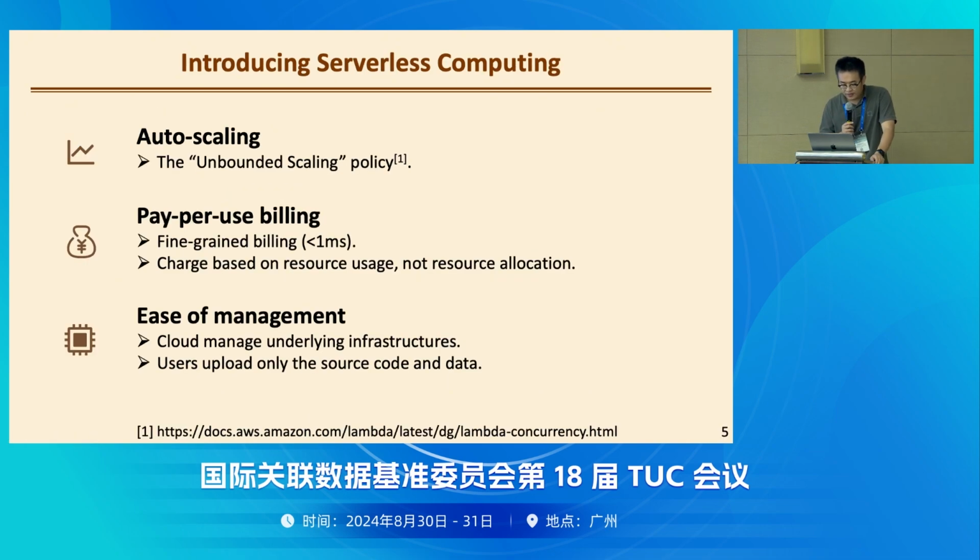So we are shifting towards serverless computing. This emerging cloud computing paradigm provides three main advantages. The first one is that it has high scalability, often implementing the unbounded scaling policy as the default auto-scaling mechanism. This means that when a query arrives and no idle container is available, the platform automatically initiates a new one.